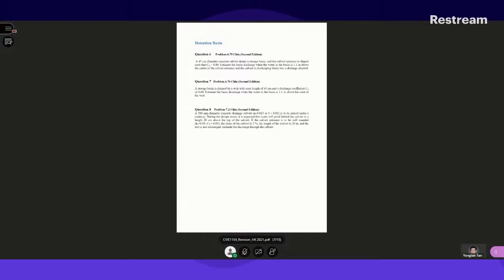So in this question, the water level is 1.1 meter above the center of the cover entrance. That means the depth of water is 1.1 plus the radius of the cover. So you can easily see that H over D is larger than 1.2. That means the entrance is submerged, but the exit is not submerged. Let's see the solution of this question.